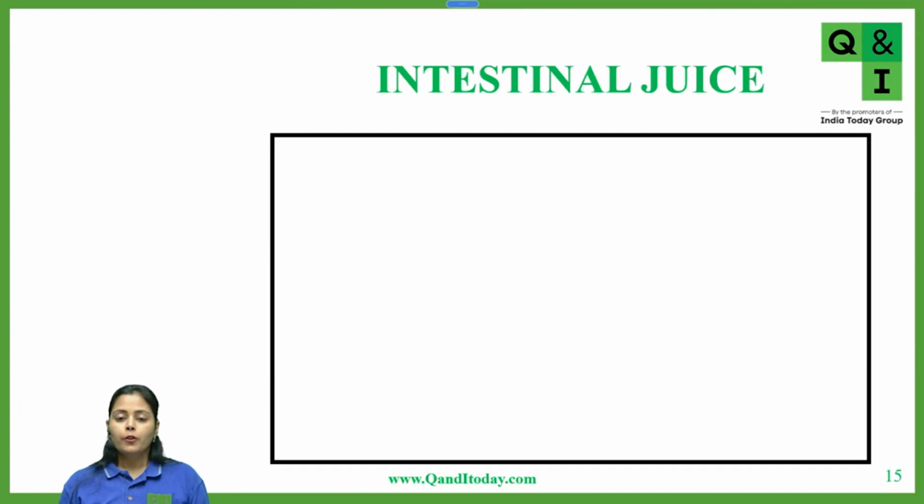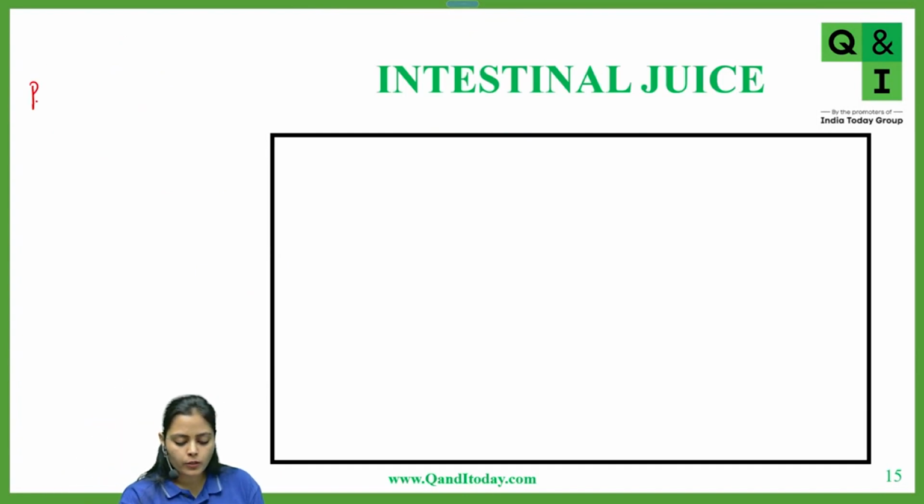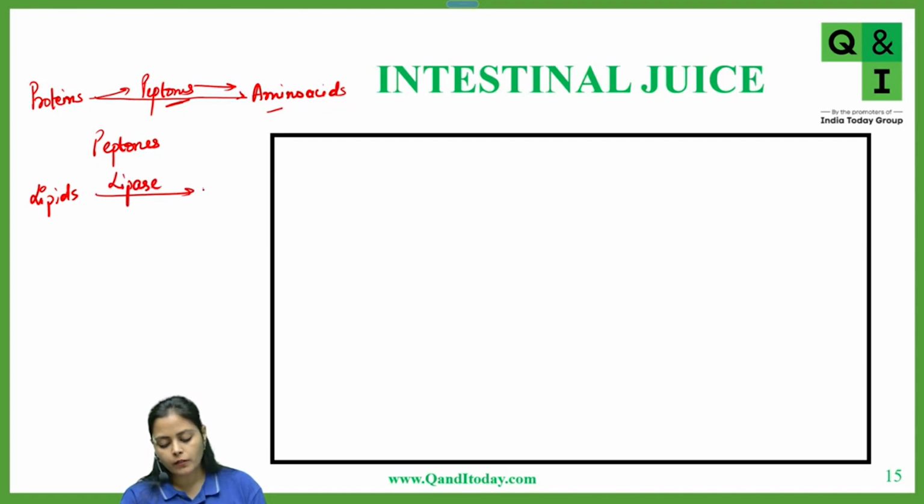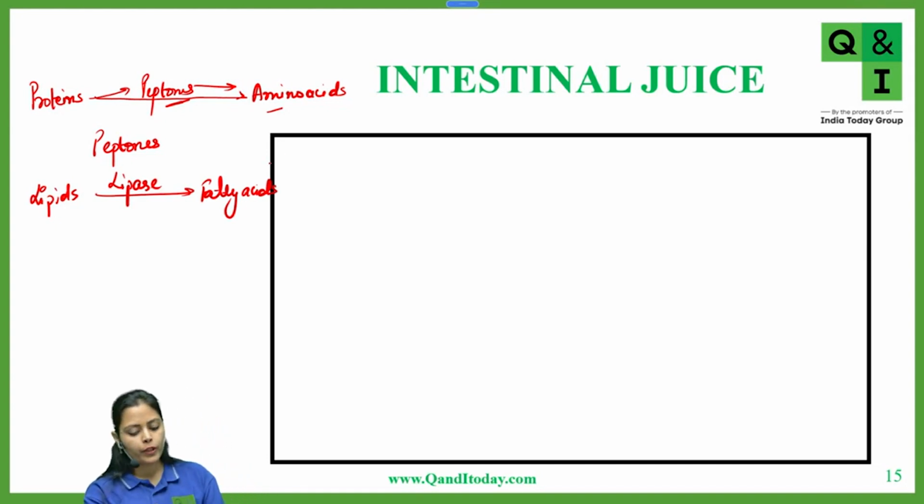Now see, what was our final goal? The proteins need to be converted into amino acids. Although trypsin was able to generate some amino acids, some peptones were still present, which need to be converted into amino acids. So digestion of some peptones is left. Now, digestion of lipids. Lipid digestion was done by lipase and it was converted into fatty acids. Fatty acids are directly absorbed, so there is no need to convert them further. So this digestion is automatically complete.